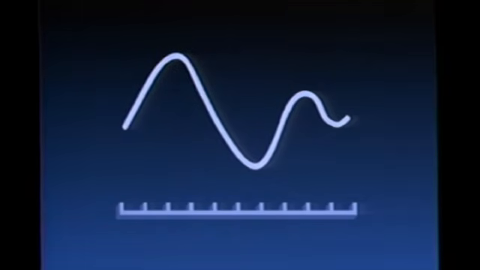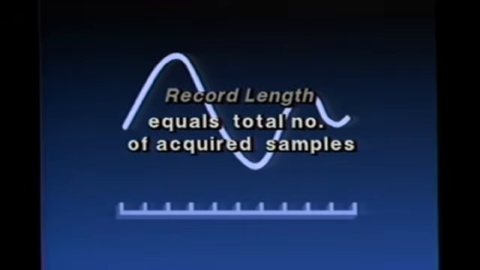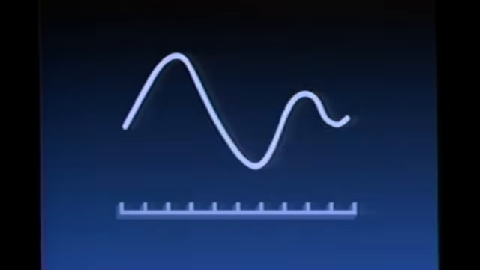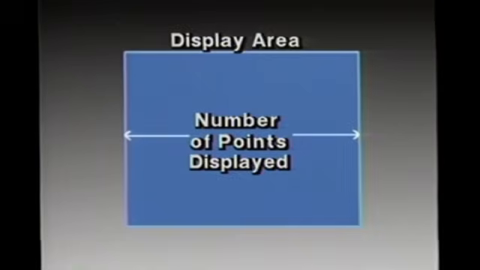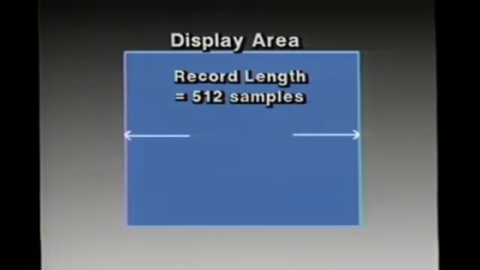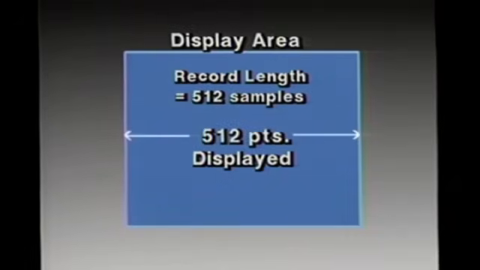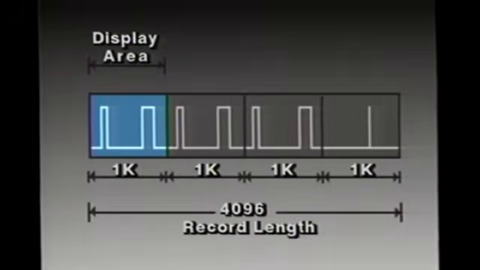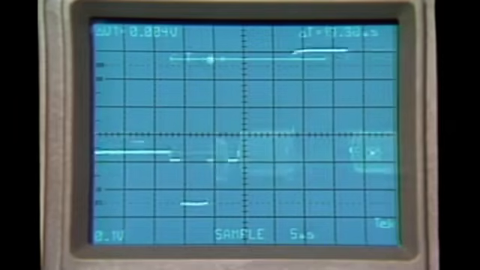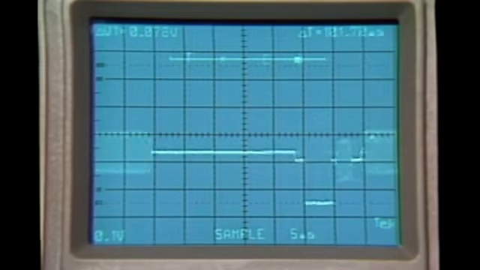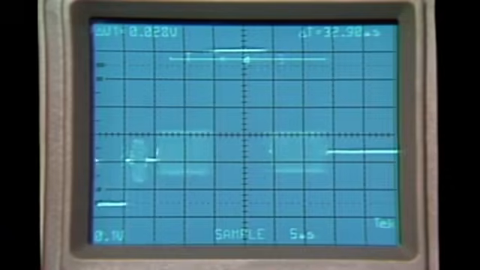The major factor affecting horizontal resolution is the record length. Record length is the total number of acquired samples per stored waveform. A DSO may be able to display all or only a part of the total number of samples in the record. For example, a digital scope with a record length of 512 samples may display 512 points horizontally. On the other hand, another DSO with a record length of 4,096 points may only display 1,024 points horizontally. DSOs like this provide some means for viewing different parts of the record, for instance, scrolling. A typical record length for DSOs is between 512 and 4,096 points.